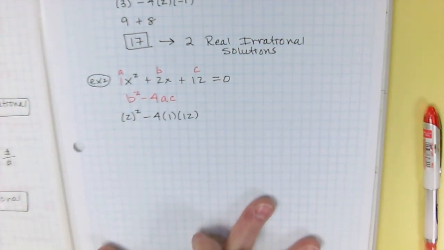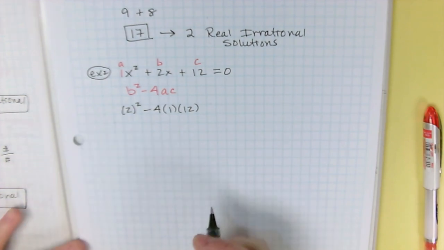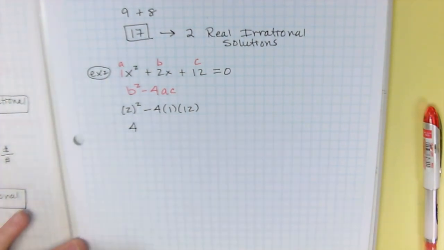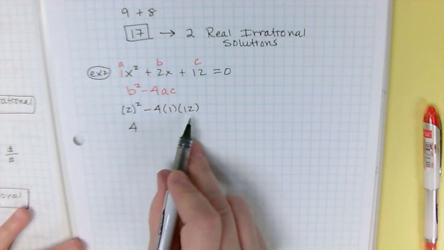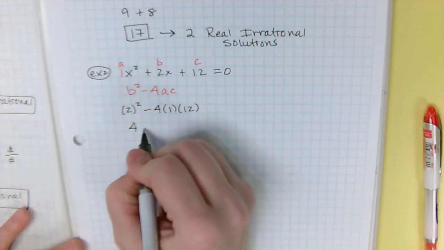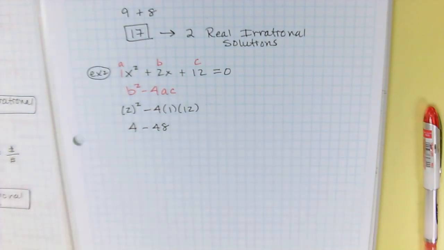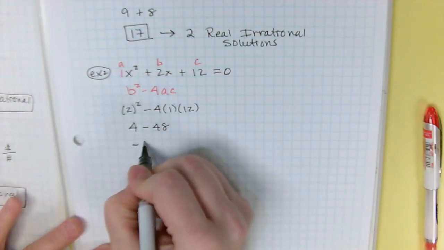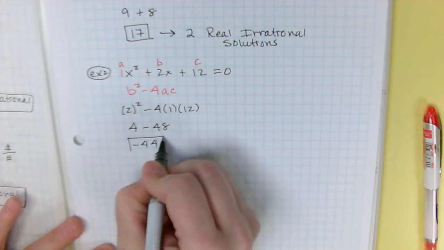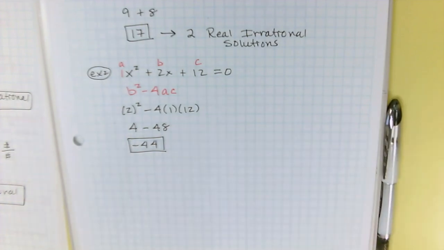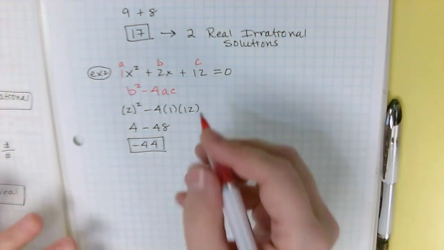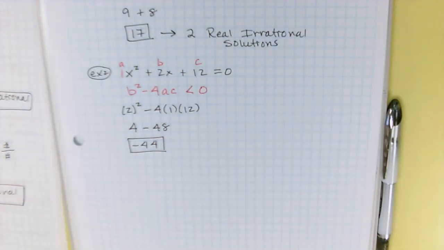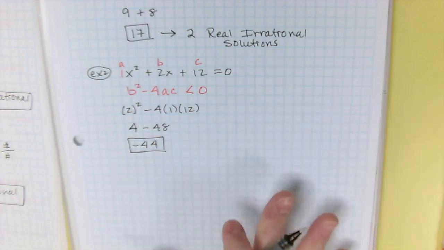When you evaluate, you do the perfect square first. 2 times 2 is 4. Then you multiply these numbers. Negative 4 times 12 is negative 48. And 4 minus 48 is negative 44. All right, so in this case, our discriminant was less than 0. So we're into the imaginaries.